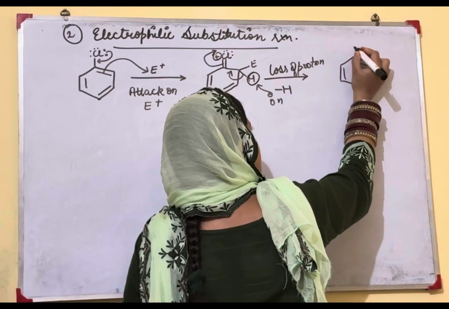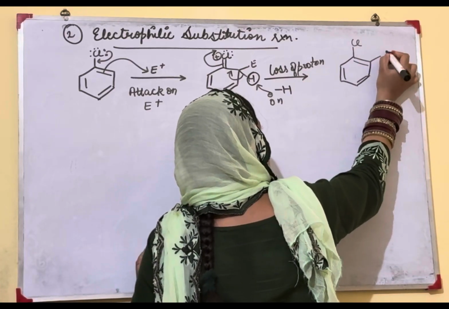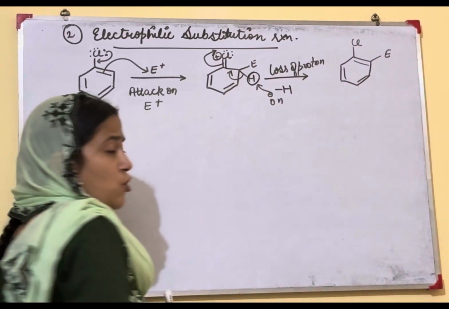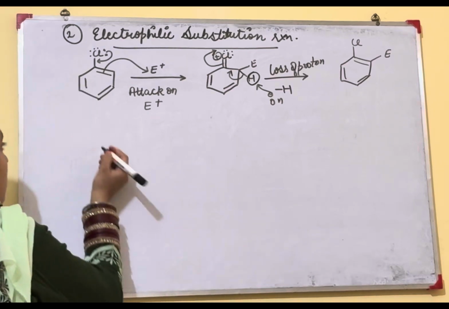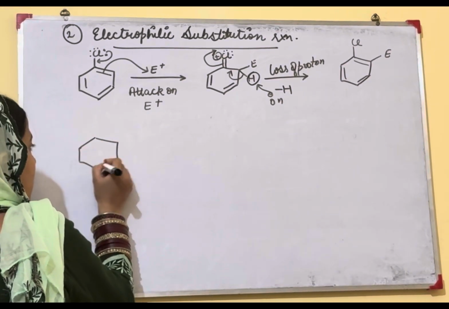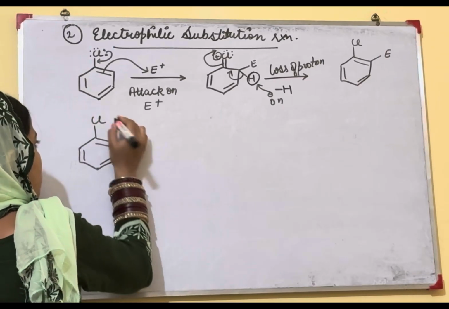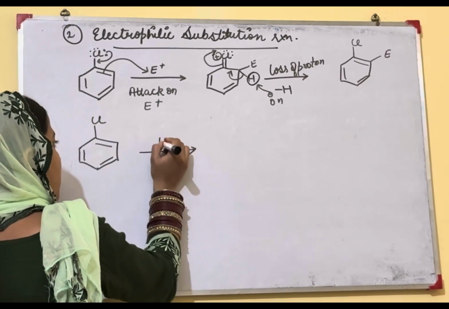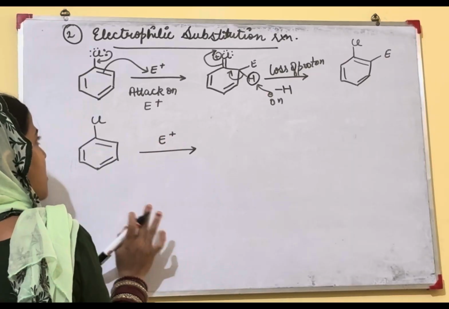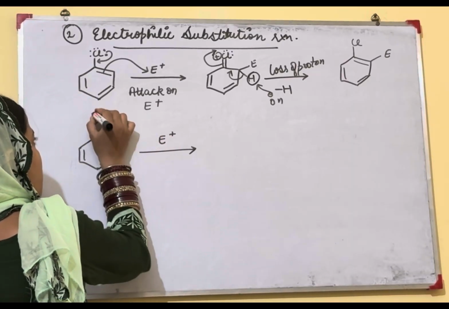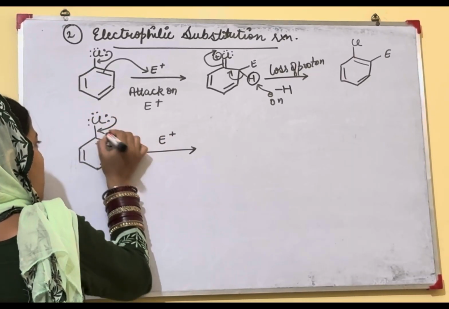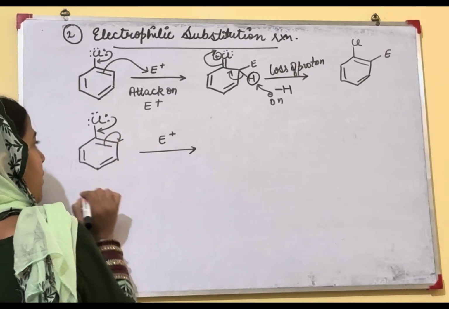Then what we get is this, and Cl attached at the ortho position. Similarly, it will be attached at the para position also. Now, the steps are the same. First is attack on the electrophile. This will go here. This will go here.